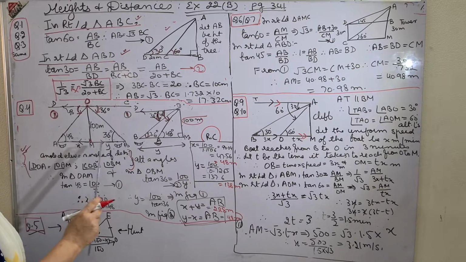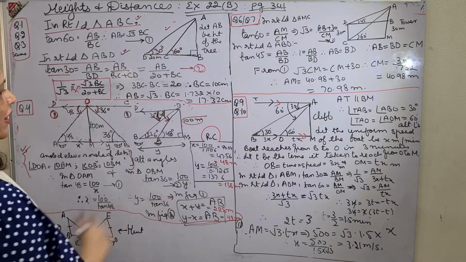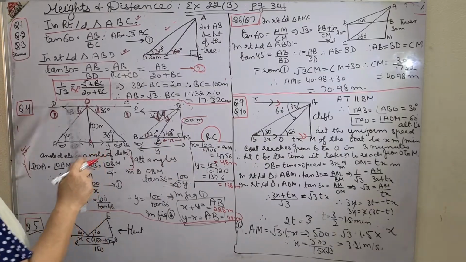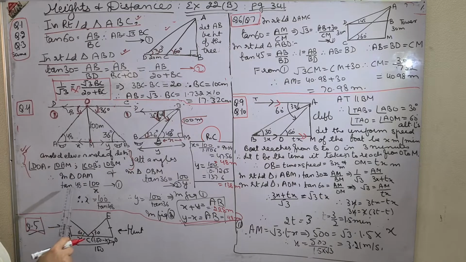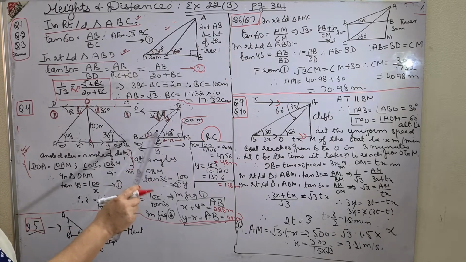Let AM be x and BM be y. Similarly here, let AM be x and BM be y, as I mentioned here. Now you know what to do. In right angle triangle OAM, as I mentioned, tan 48 is equal to 100 upon x, or x is equal to 100 upon tan 48. In both the questions together you will give the answer. Both the sums are together.